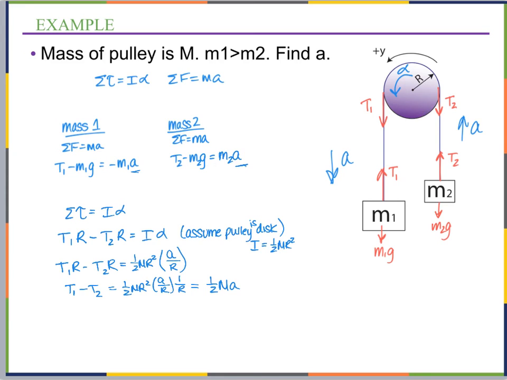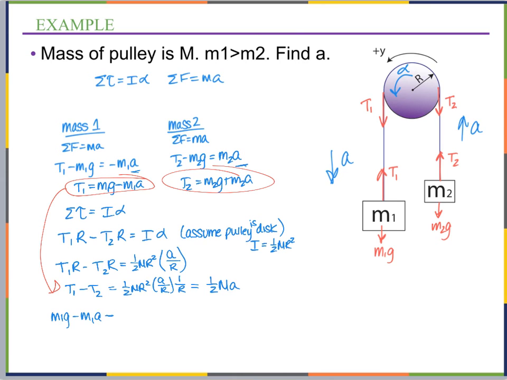Now I can use these expressions up above to write T1 equals M1G minus M1A. T2 can be written as M2G plus M2A. I'm going to substitute these two expressions into this equation. If I do that substitution, I have M1G minus M1A minus M2G minus M2A... plus M2A is equal to 1/2 MA. So now I have M1G minus M2G, and I'm going to put all the terms that involve A on the other side: 1/2 the mass of the pulley times acceleration, plus M1 times acceleration, plus M2 times acceleration.